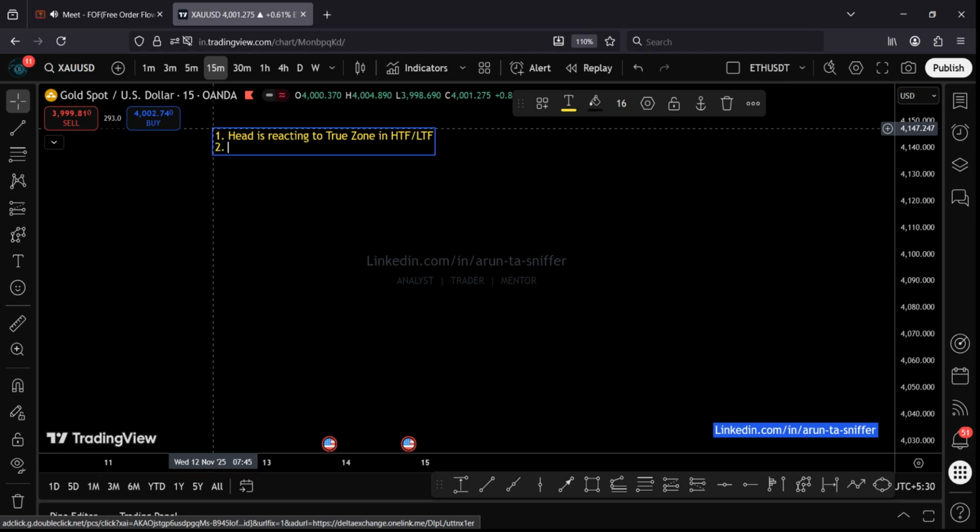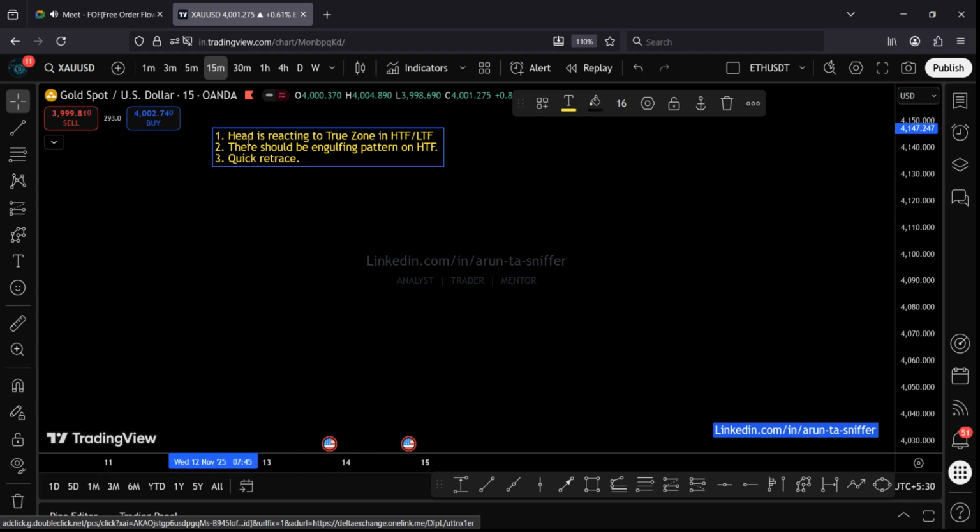Second, there should be an engulfing pattern on HTF. This is necessary on HTF; LTF will not work here. Number 3, there should be a fast or quick retrace. I will explain its meaning.